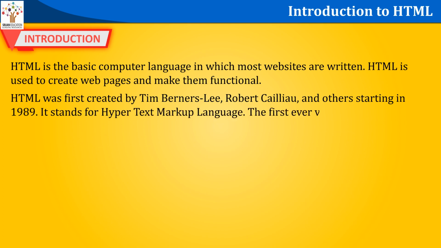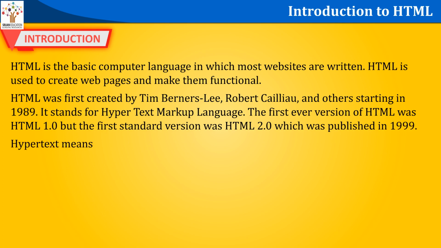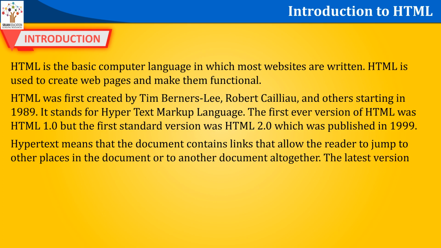The first ever version of HTML was HTML 1.0, but the first standard version was HTML 2.0, which was published in 1999. Hypertext means that the document contains links that allow the reader to jump to other places in the document or to another document altogether. The latest version is known as HTML5.